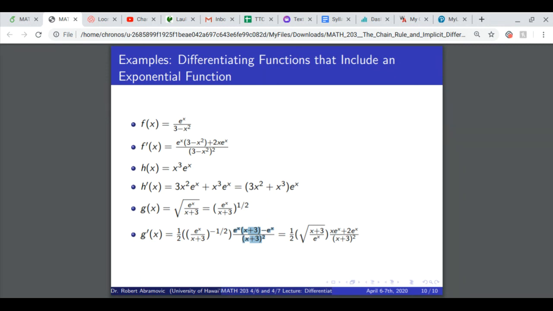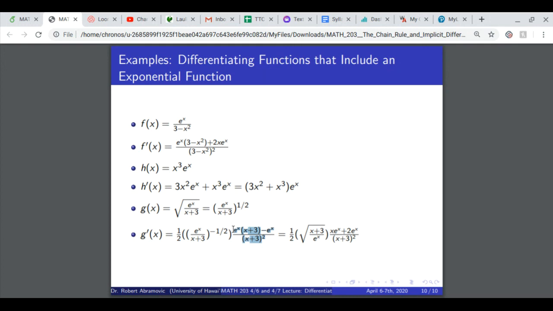The derivative of e to the x over x plus 3 is e to the x times x plus 3, minus e to the x. Because the derivative of e to the x is e to the x, we leave the denominator alone, we subtract the numerator, which is e to the x, times the derivative of the denominator. The denominator has derivative equal to 1 because the denominator is x plus 3 and the derivative of x plus 3 is positive 1. So we're left with e to the x times x plus 3 minus e to the x, over x plus 3 squared.